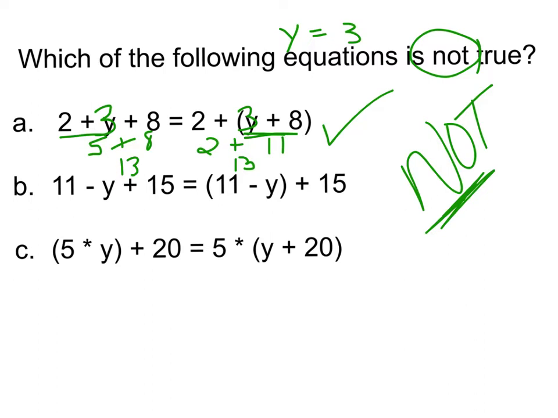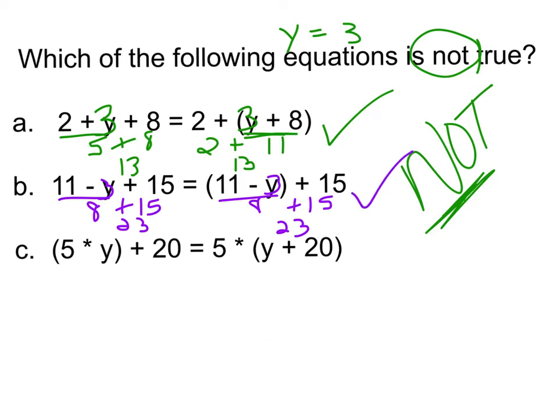So again, I'm going to put 3 instead of what it has. So here I have 11 minus 3, and again, we're going from left to right because in PEMDAS, subtraction and addition ask us to do left to right. So 11 minus 3 is 8, plus 15 is going to give us 23. And here parentheses come first, so I'm going to do 11 minus 3 is 8, plus 15 is 23. So that means this is equivalent.